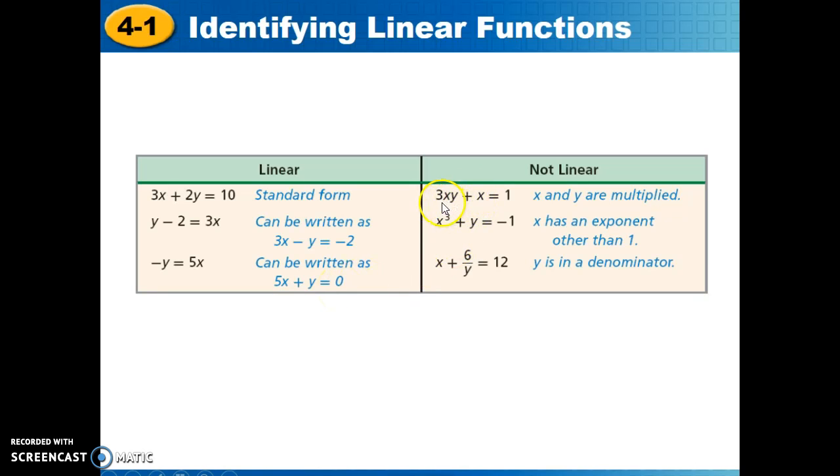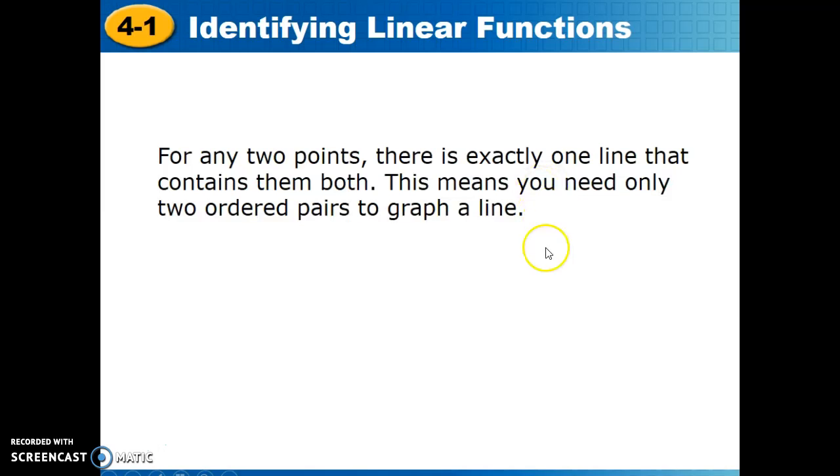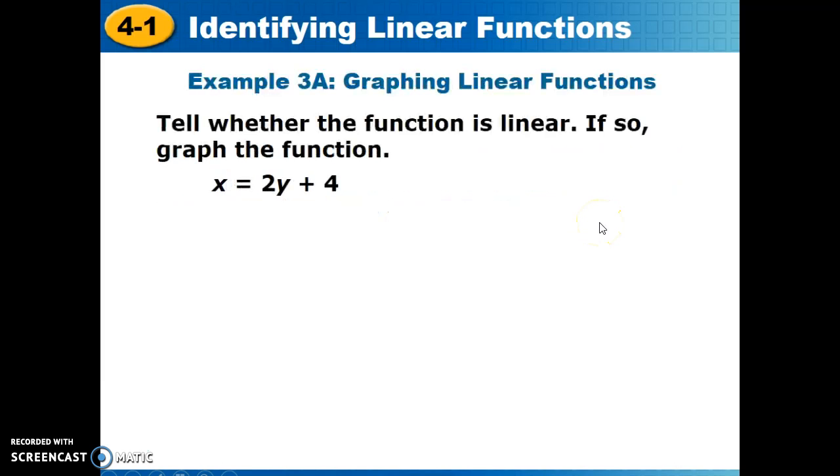Here were the rules that we just went over. These cannot happen: x and y multiplied together, x having an exponent other than 1, or one of them appearing in the denominator. These are not linear. For any 2 points, there's exactly one line that contains them both. This means you need only 2 ordered pairs to graph a line. Let's see how that helps us in example 3.